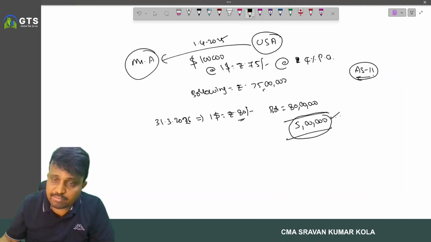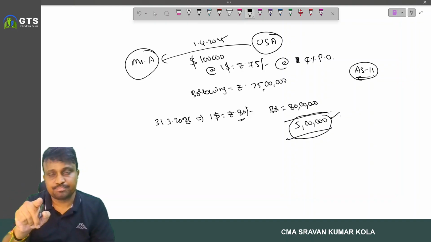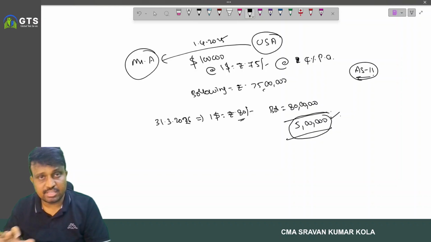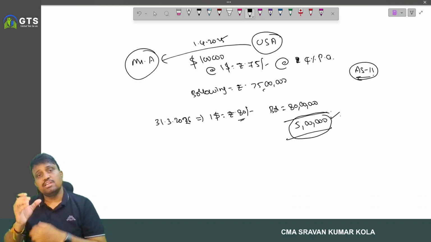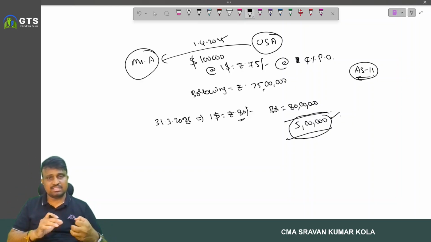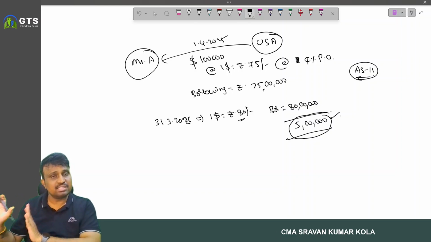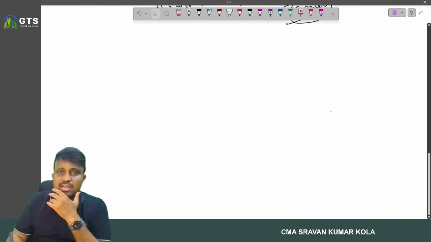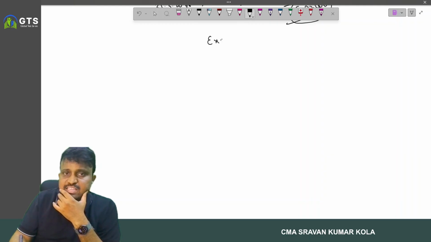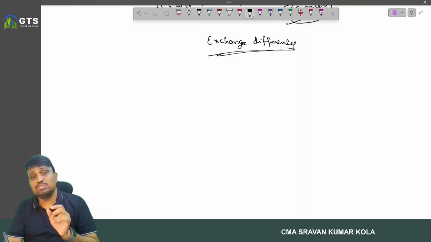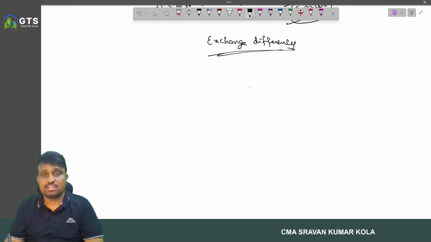And remember, if it is covered under AS-16, that part is not covered under AS-11. So out of the 5 lakh, either the full amount may be covered under AS-16, or part of the amount is covered under AS-16 and the remaining part is covered under AS-11. How to consider it? In case of exchange differences relating to the principal part of foreign currency borrowing.